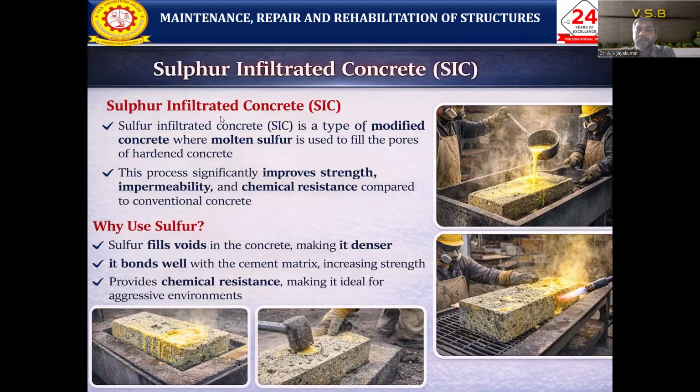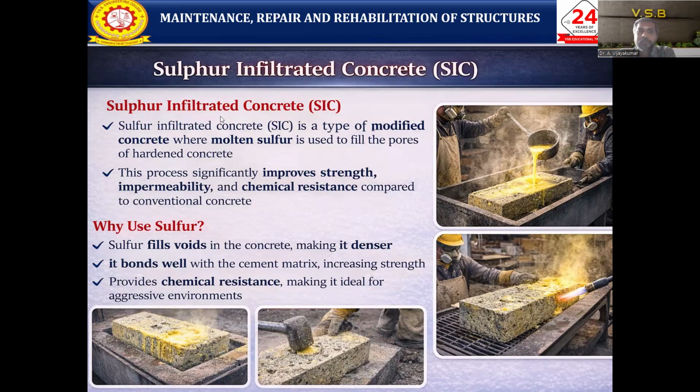Next, special concrete is an important word. Sulfur infiltrated concrete is a type of modified concrete where molten sulfur fills the pores of hardened concrete. Already hardened concrete will be there, and normal hardened concrete has pores and voids. What we are going to do is melt the sulfur and pour the molten sulfur over the entire surface. This sulfur will travel, close and arrest the pores. Automatically, our durability will increase.